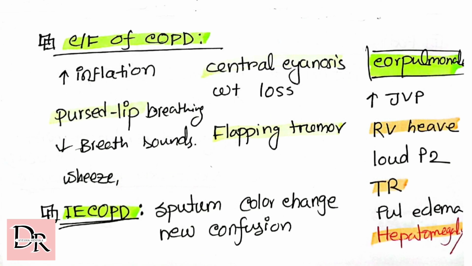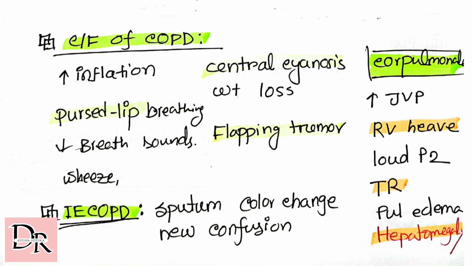Now let's talk about clinical features of COPD. We'll find hyperinflation, then pursed lip breathing, and breath sounds will be low or there will be wheeze, and there may be flapping tremor, weight loss, central cyanosis. There are other features like cough, dyspnea, and weight loss that can happen. I have just mentioned the things that you can forget.